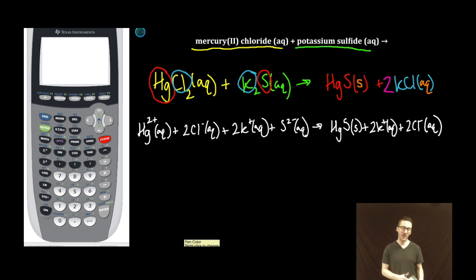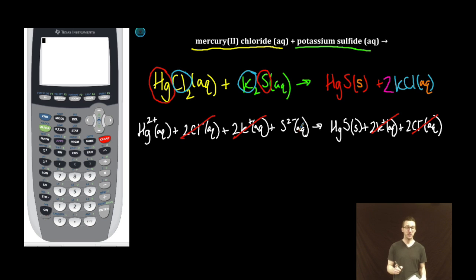Alright, now as I try to write my net ionic equation from my complete or total ionic equation, I simply have to eliminate all of the spectators. Spectators, remember, are going to be in the same phase on both the reactant and product side. They haven't really undergone any sort of chemical change. Notice that my chloride ions and potassium ions fit that definition.